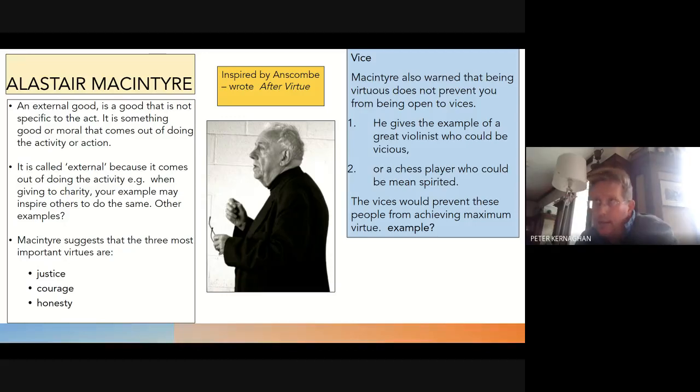So Hitler might have had many virtues in terms of determination, performance, and so on. But because he lacked many moral virtues, he couldn't ever achieve maximum virtue. So that was a limitation that made him, in the end, a vicious person. So that's an important point in MacIntyre's thinking.